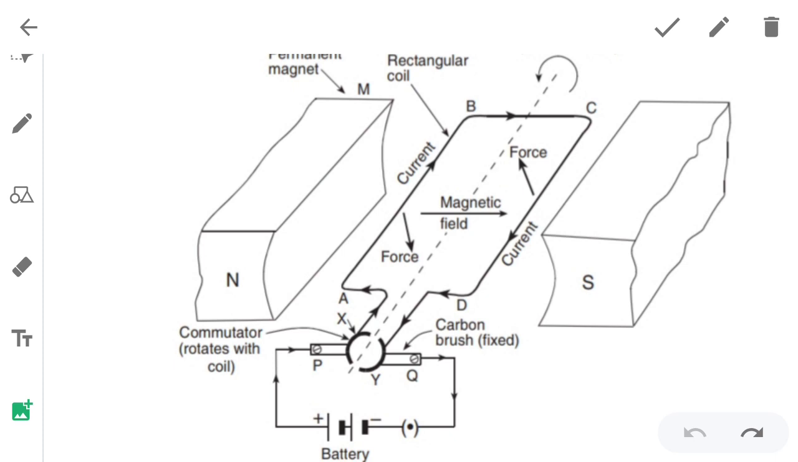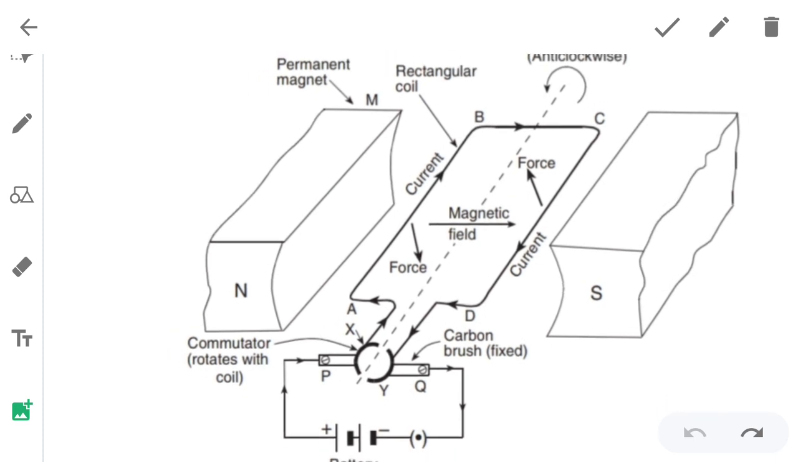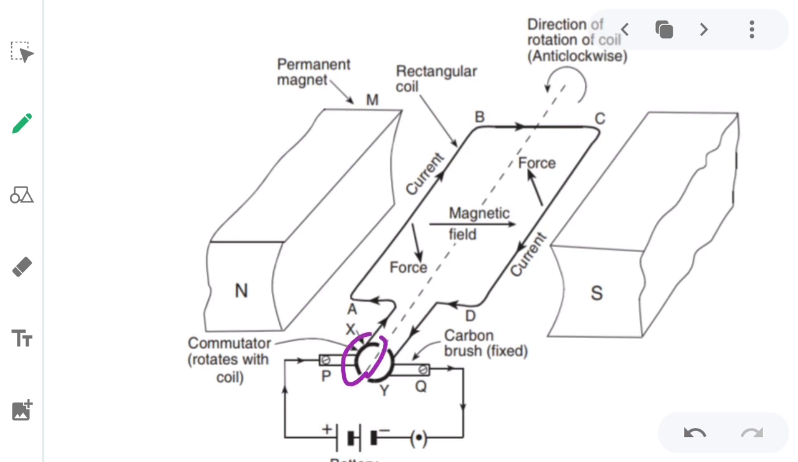So now, as it is placed in the magnetic field and the current is flowing, it will get some force, and because of that force it will start rotating. As soon as it completes its half rotation, the function of the commutator starts. Here you can see the commutator. What does it do? The commutator changes the direction of electric current.